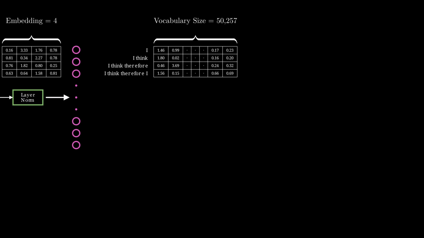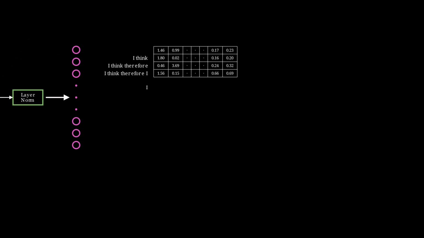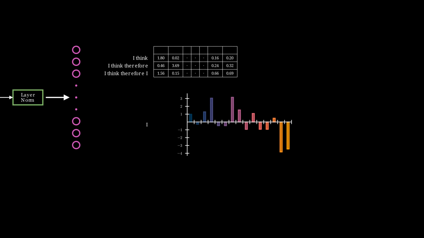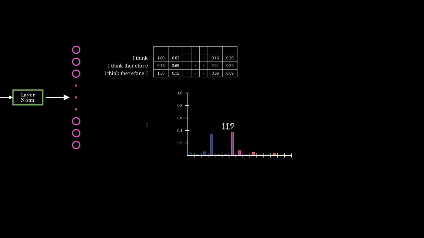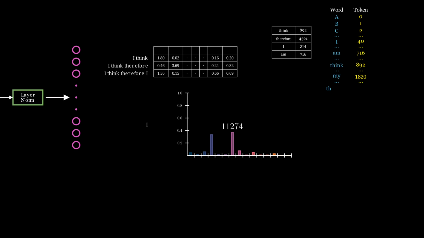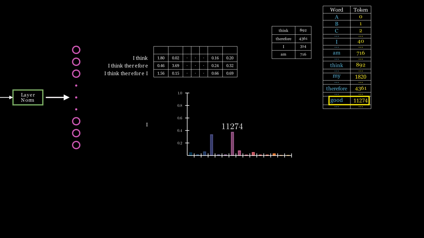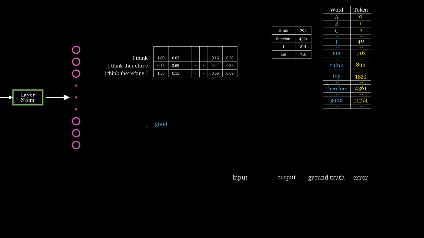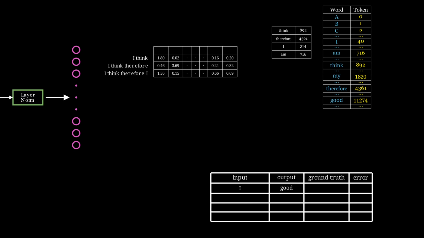Let's interpret the rows for our example. "I think, therefore I." For row 1, this is the model prediction for the next token given just the input "I". We take this row and apply softmax to turn logits into probabilities. Assume the highest probability is at index 11,274. We go back to our vocabulary table. So the model predicts, given "I", the next token is "good", but the ground truth from Y is "think". So at this early stage, or with an under-trained model, it's not always correct.